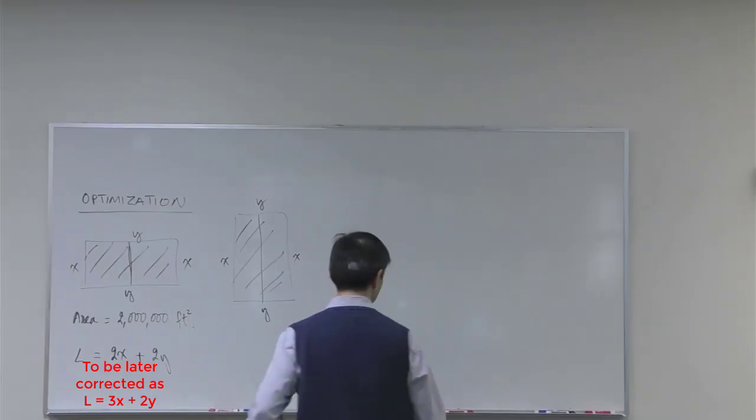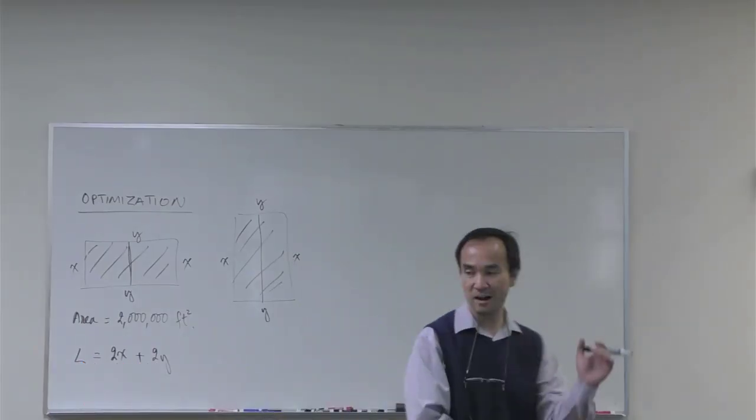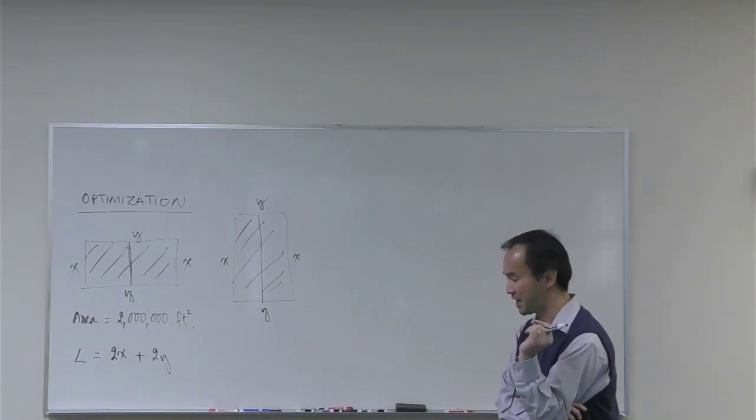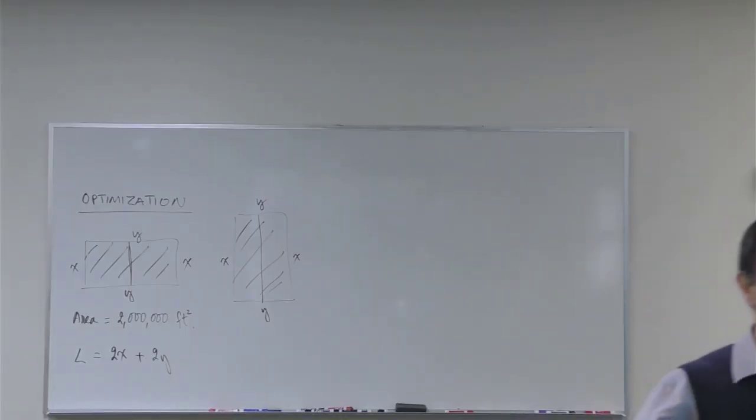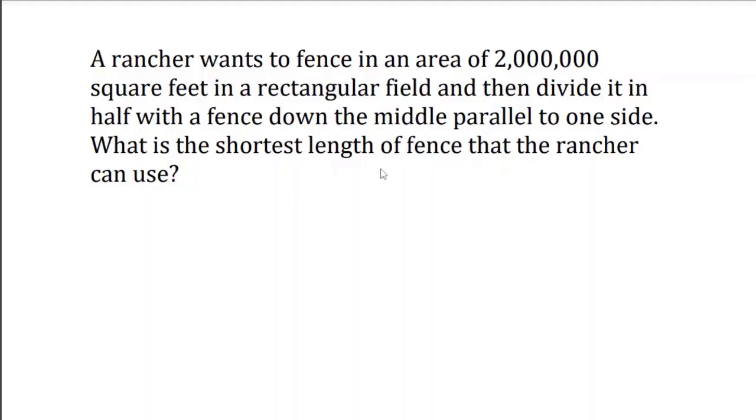And so that length is now expressed as 2x plus 2y. Let me now point it out for you guys. In the way how I'm seeing it, the length of the fence, right? We want to ask for what is the shortest. We want to find out the shortest. We want to calculate the shortest length of the fence that the ranger can use.